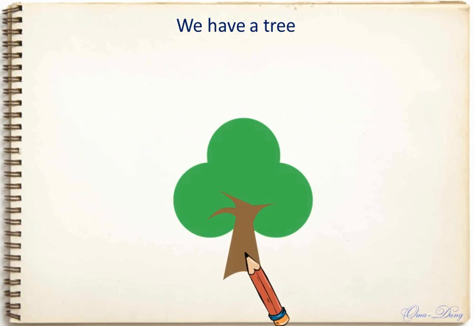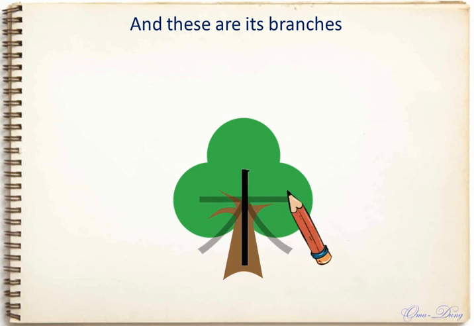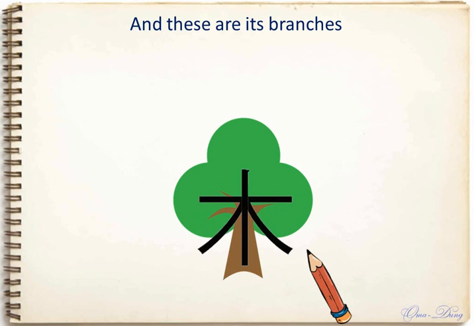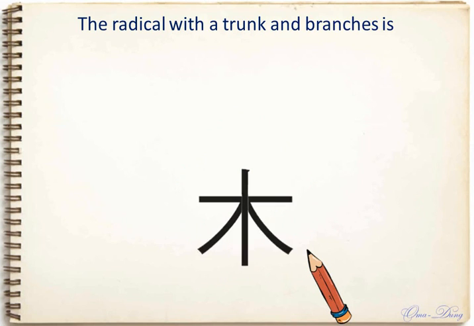First, we have a tree. This is a trunk of the tree. There are 4 branches. In Chinese, they say that it is a radical. The radical with a trunk in the middle and 4 branches is mu. Mu.